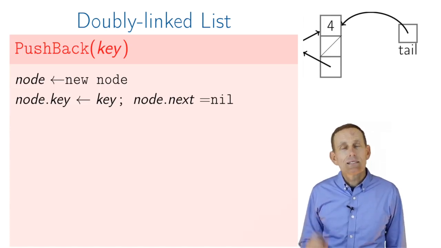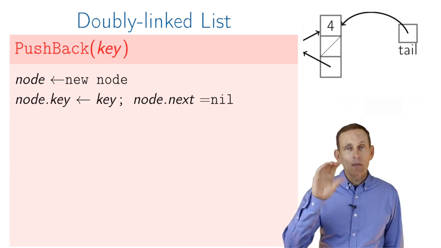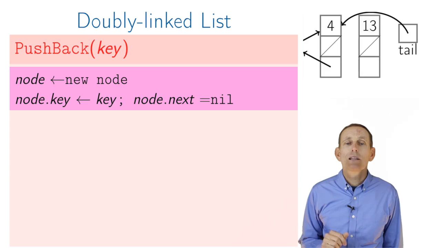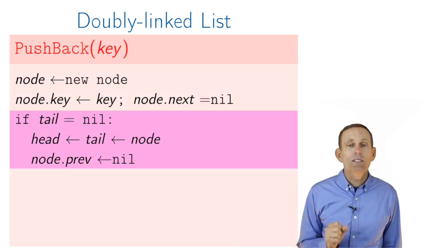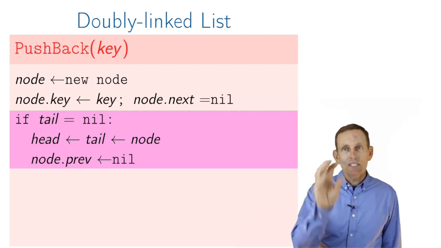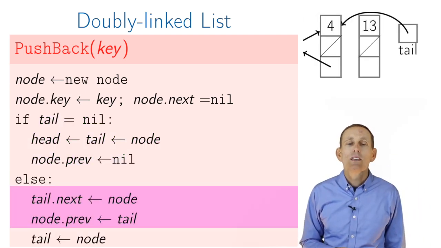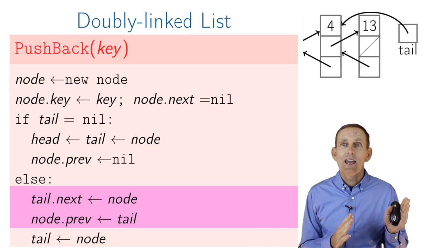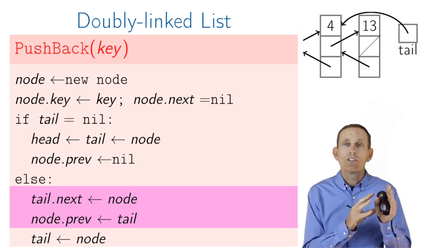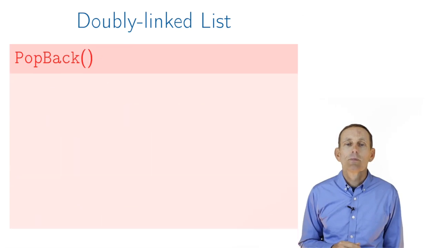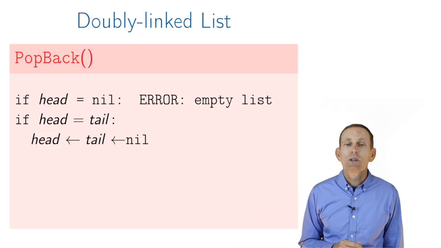So if we have a doubly linked list, our code is slightly more complicated, because we've got to make sure to manage both prev pointers as well as next pointers. So if we're pushing something in the back, we'll allocate a new node. If the tail is nil, which means it's empty, then we just have a single node whose prev and next pointers are both nil, and the head and tail both point to it. Otherwise, we need to update the tail's next pointer to this new node, because we're pushing at the end, and then update the prev pointer of this new node to point to the old tail, and then finally update the tail to this new node.